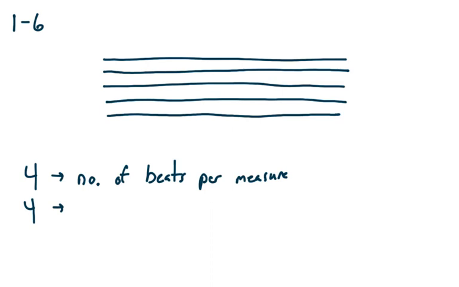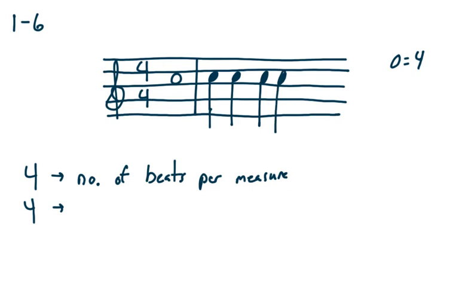Okay, so that means if it's 4/4, okay, then that means you have a whole note equals 4, and that's a whole measure. You can have a quarter note, a quarter note, a quarter note, and a quarter note, and that's a measure.